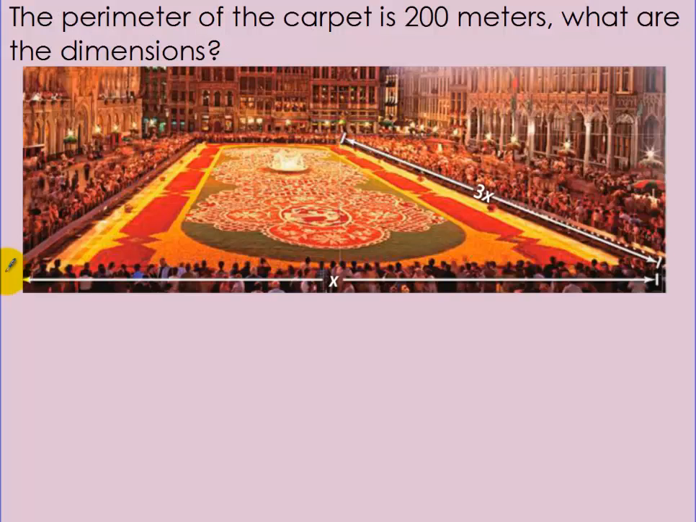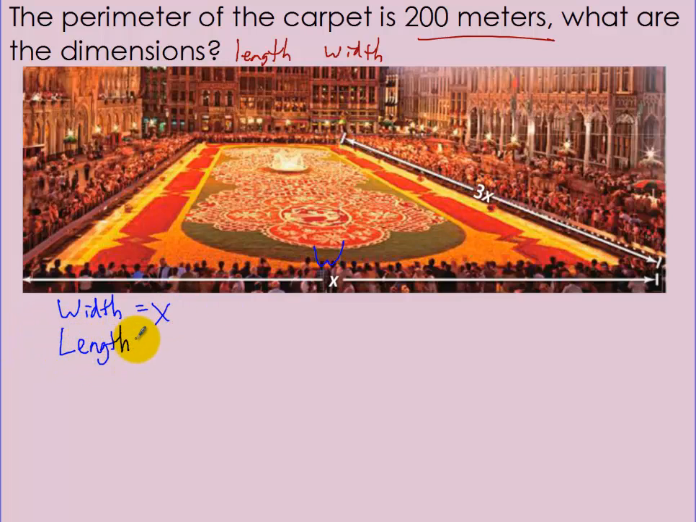All right, here's a word problem. We have to write the equation first before we start solving it. The perimeter of the carpet is 200 meters. What are the dimensions? We have to find the length and the width. There's not a lot of information in the word part, but if you look at the picture, I notice 2 dimensions. I'm going to call this the width right here, and that width equals x. It's labeled x right there. And the length is going to be 3x, because it says that right there on the picture. So I'm going to write that information down.